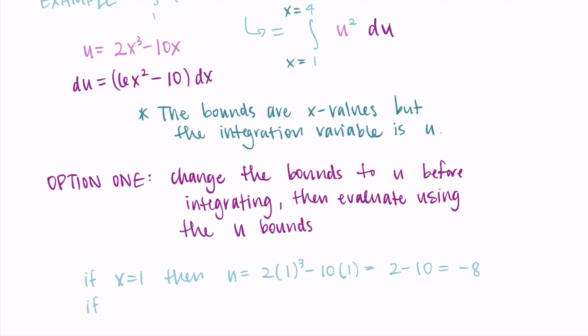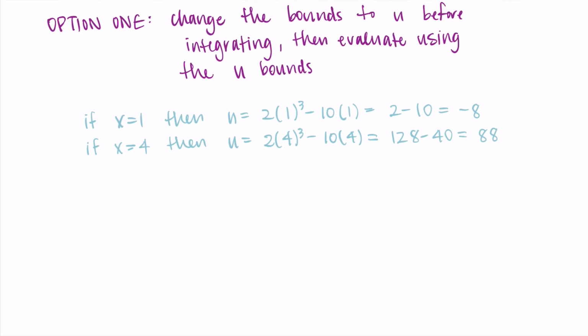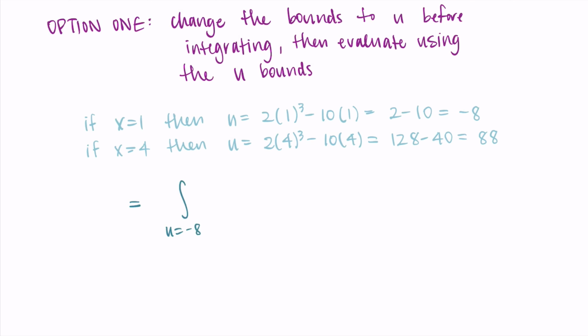Then for x equals 4, we're going to do the same thing. We know that u is equal to 2 times 4 cubed minus 10 times 4. Doing that out, 2 times 4 cubed is 128, and then 10 times 4 is 40. So I have 128 minus 40, which is 88. Now I can rewrite the integral I had before that had x bounds in terms of u bounds. My bounds are now u equals negative 8 to u equals 88. And now I just integrate as if this was the problem I was given in the first place.